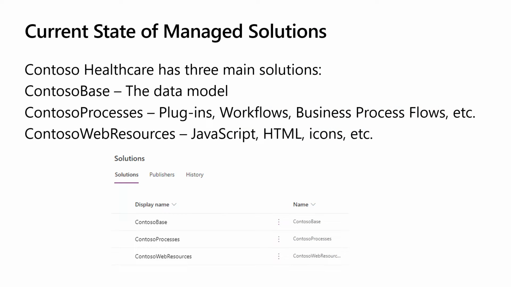The current state of Contoso Healthcare is that they have three main solutions within their customization area. They have a Contoso base, which is their data model. They have Contoso processes, which contains their business logic, so plugins, workflows, business process flows, etc. Finally, they have Contoso web resources. This contains JavaScript, HTML, icons, etc. This was designed between Microsoft partners, what have you, and has worked well for them in the past, but they're currently running into some issues that we'll cover on the next slide.